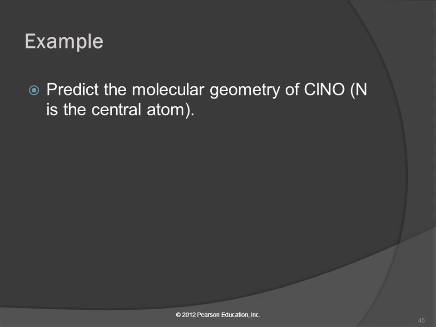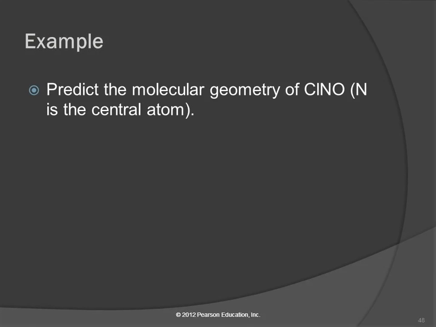Let's do some examples. Let's predict the molecular geometry of ClNO. And we're told that nitrogen is the central atom. Sometimes it's not going to be obvious to you which one should go in the middle, and when that's the case, we'll tell you.